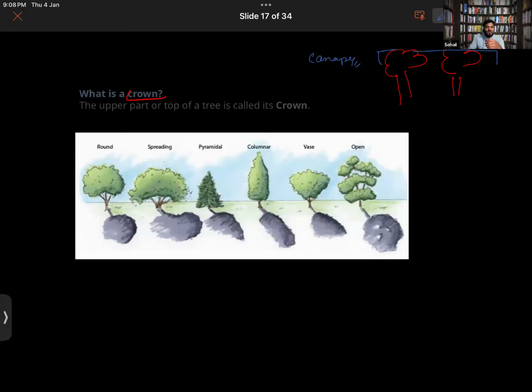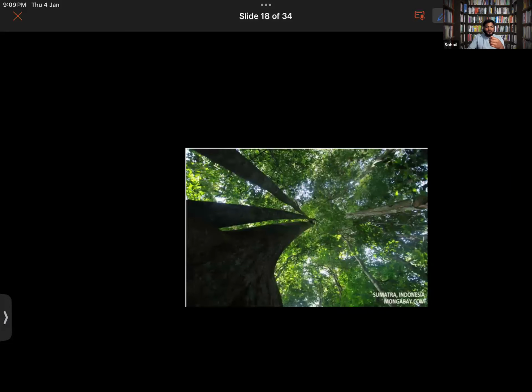So what is the canopy? In the forest, when the trees grow to their full size, to their full length, the branches of the trees appear as if they have formed a roof over the forest. It will be hard to look at the sky, as it will basically not be visible that much. That is called the canopy.